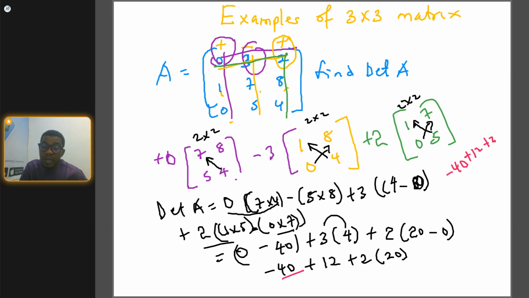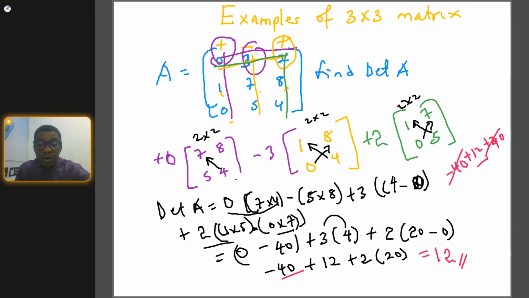Writing it from the first value, minus 40 plus 12 plus 2 times 20. That should give us 40. So we have minus 40 cancel plus 40. And we are going to have the final answer to be 12. That's the only value we have left. We have 12 to be the determinant of this question. The determinant is 12.